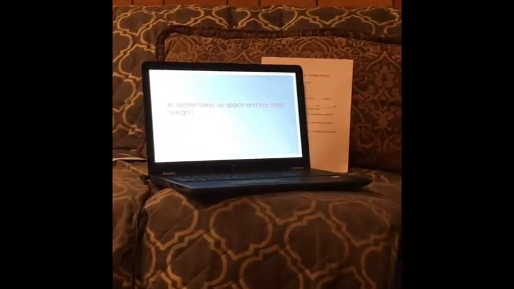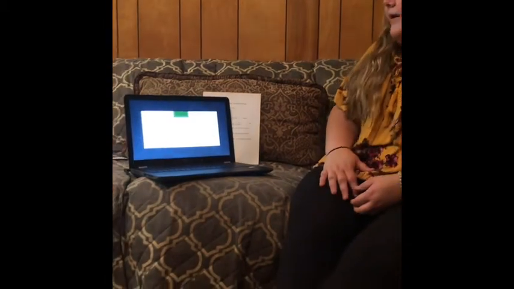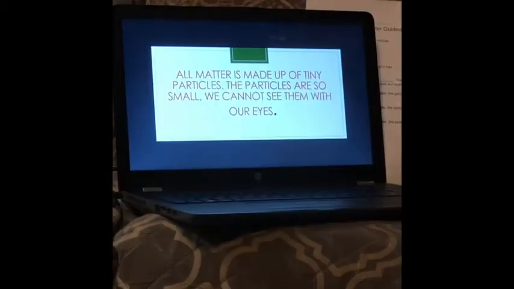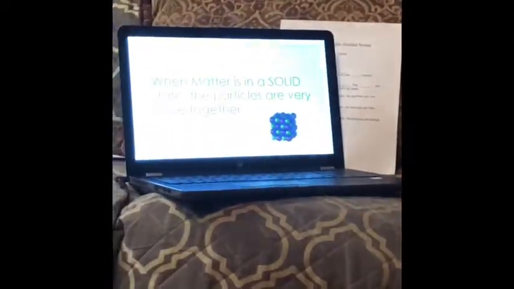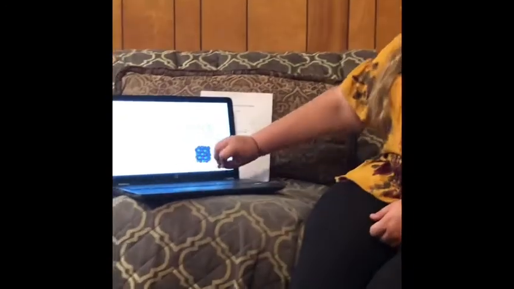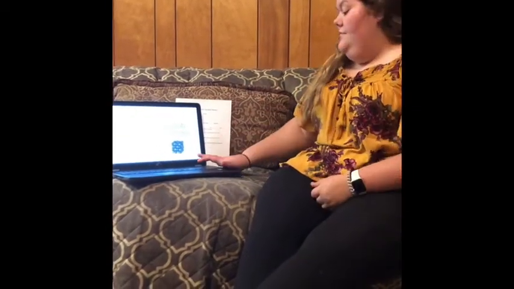All matter takes up space and has weight. All matter is made up of tiny particles. The particles are so small that we cannot see them with our eyes. When matter is in a solid state, the particles are very close together. And when they're sticking close together, that's what makes them have that definite volume and that definite shape. They're so close and tight together that it causes them to not be able to move freely.